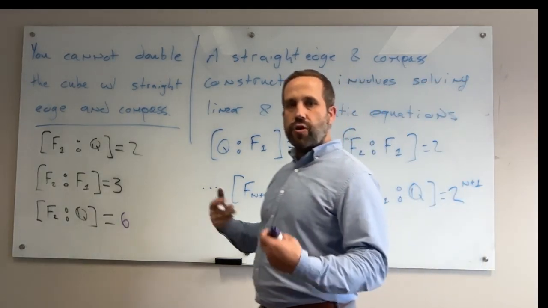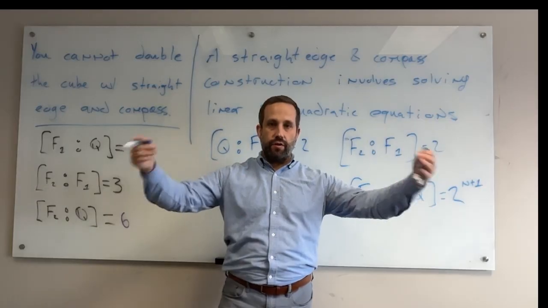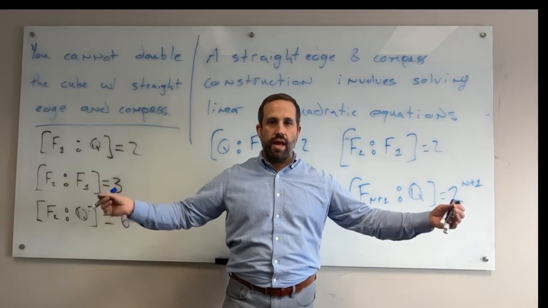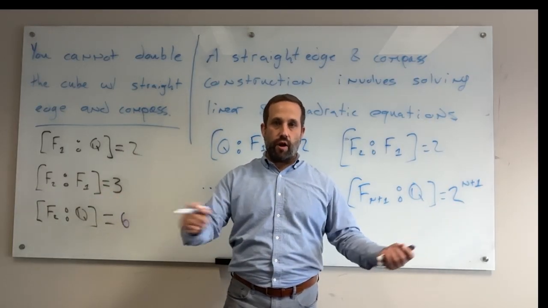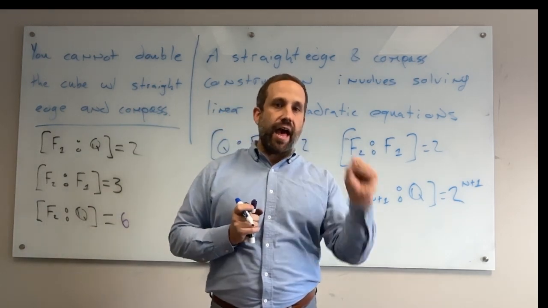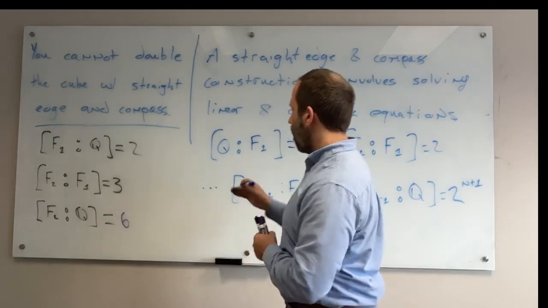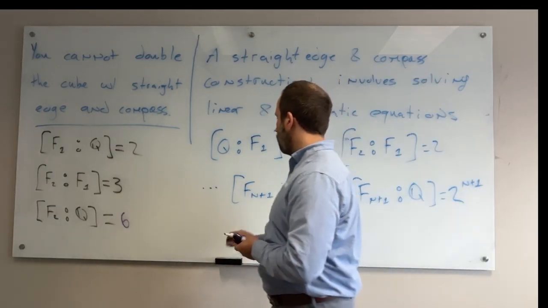So anytime we do a construction with a straight edge and compass and take field extensions step by step by step, the last field that we end up with, that's going to include all of the numbers that we constructed in this process. The extension of that field over the rational numbers has to be a power of 2. Okay, well, why is that a problem?